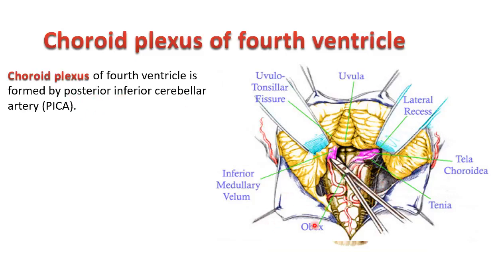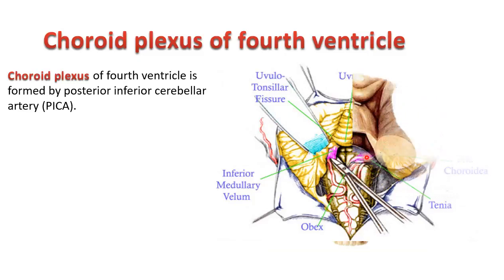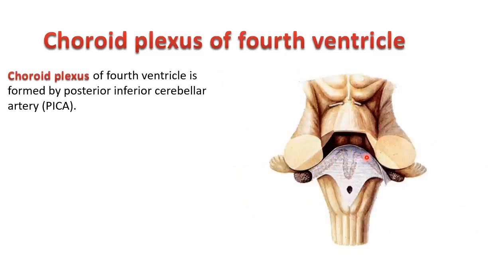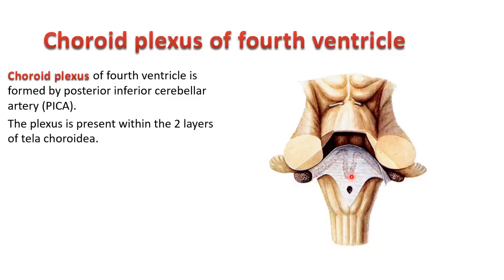So the inferior medullary velum has been cut open, and you are able to see that is the choroid plexus, which is mainly formed by the posterior inferior cerebellar artery. This is your obex, as I told you, and that should be the tinea. That white ridge should be your tinea, and see how the choroid plexus is projecting. So now you are able to see the choroid plexus, which is formed by the posterior inferior cerebellar artery. The plexus, as I told you, is present between the double-layered fold of pia mater called the tela choroidea.